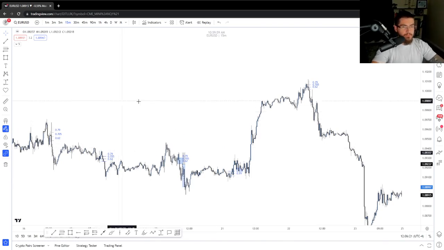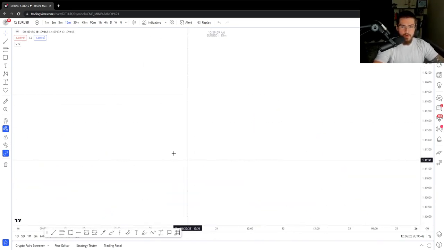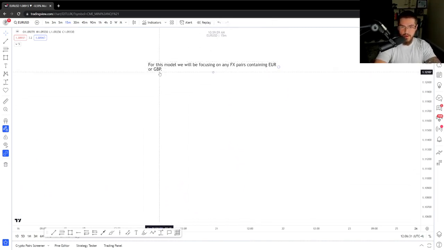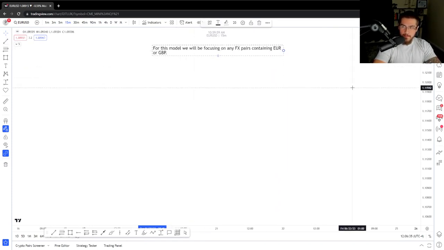So, for example, the first model we'll go over is the one in the London session, and you would want to be focusing on any forex pairs that contain euro or the pound, right? We could use literally anything that has that in the pair at all, right? So that's a lot of pairs. You don't really need much more than that. That's going to give you most of the pairs that most people trade anyways. I think they have one of these in them.